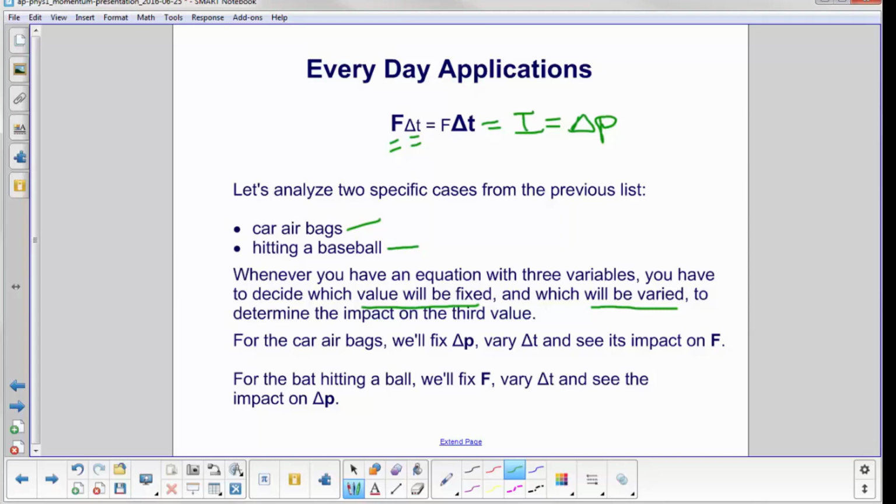For example, for the car airbags, we'll fix delta p. We'll take different scenarios of the time interval and see what the impact on the force is, and in this case it will be the force on the people inside the vehicle. For a bat hitting a ball, we will fix the force with which the player hits the ball, we'll vary the time interval, that's how long the ball stays in contact with the bat, and we'll see what that does to the momentum of the ball.